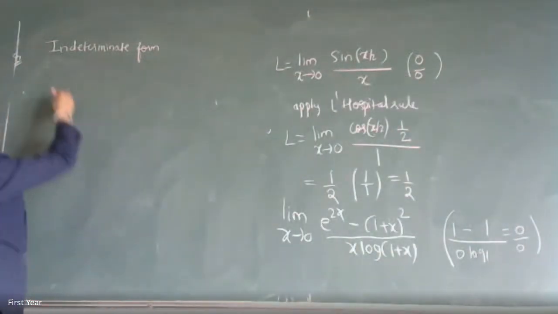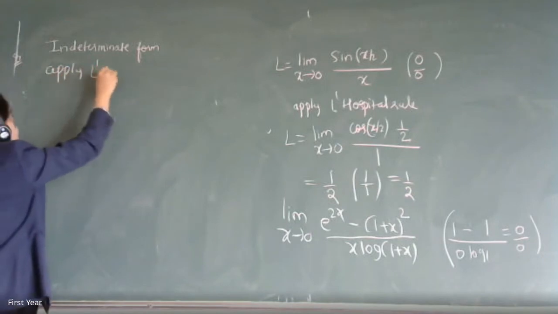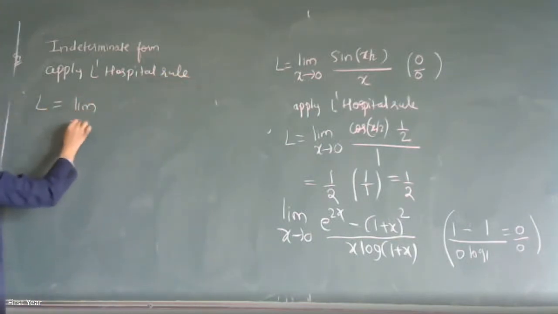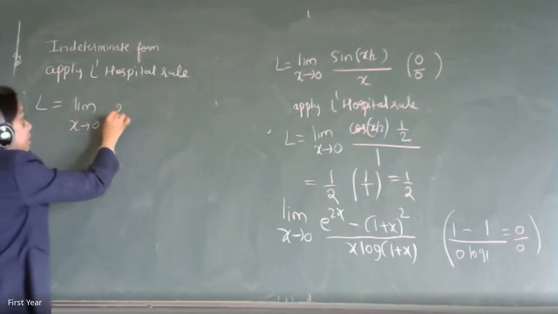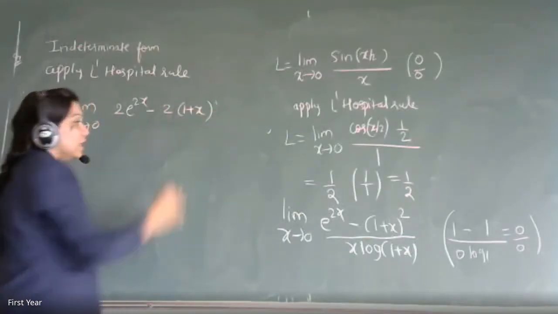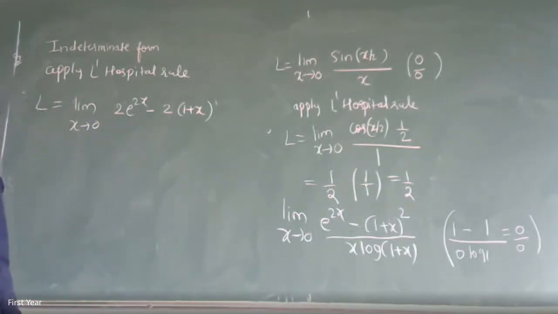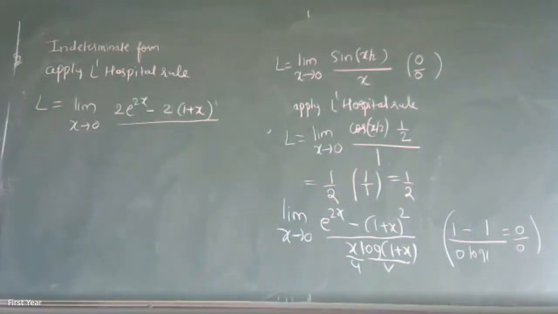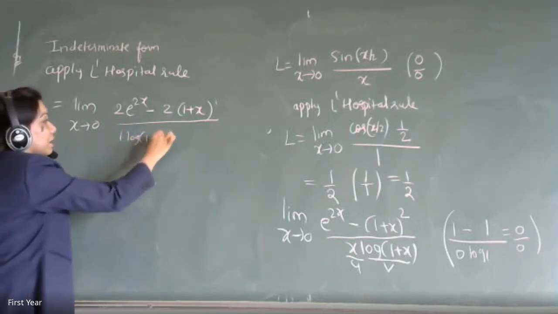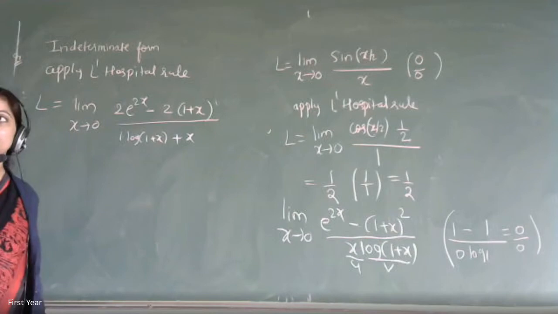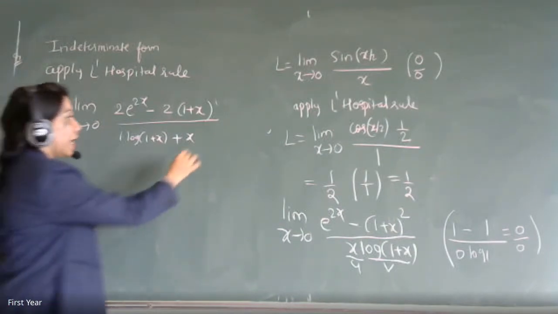Apply L'Hospital's rule. L is equal to limit as x tends to 0. What is the derivative of e raised to 2x? 2 e raised to 2x. Right. Minus 2 into (1 plus x) squared, the 2 will come down. The derivative of 1 plus x is 1. This one. In the denominator, you have to use the product rule. So what is that product rule? This is u and this is v. The derivative of u is 1, log of 1 plus x as it is, plus x as it is, the derivative of log is 1 upon 1 plus x into the derivative of 1 plus x. But what is the derivative of 1 plus x? 1. So it is x into 1 upon (1 plus x).